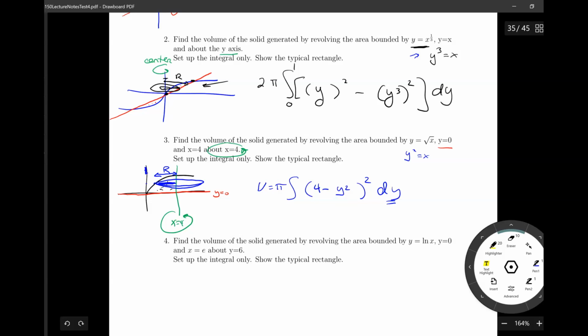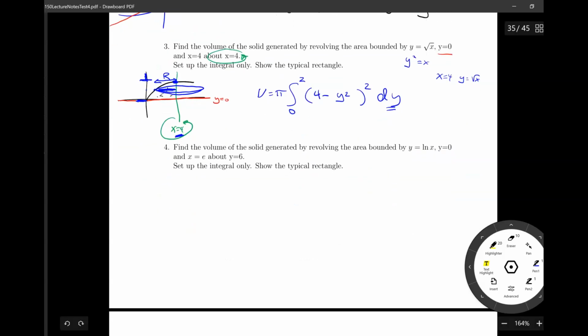All right. So now where am I going to be building rectangles from and to? I need to set these two equal to each other, or think about where they intersect on the y-axis. I can see I'm beginning at y equals 0, and I want to find out when x equal 4 runs into y equal root x. So x equal 4 into y equal root x gives me y equal 2. All right, last one here.